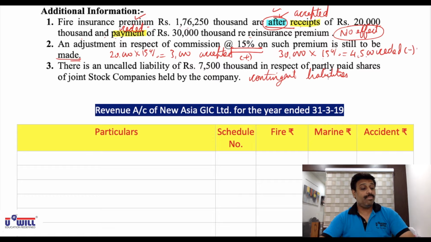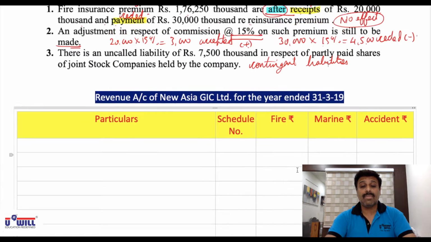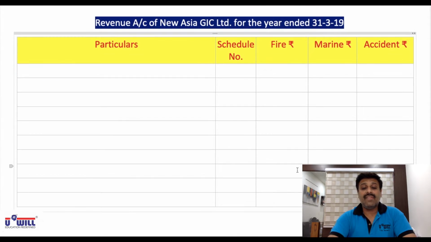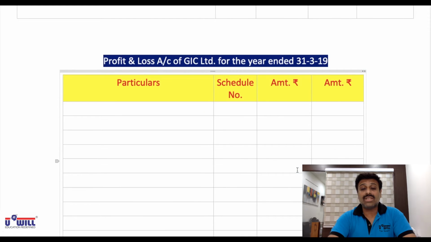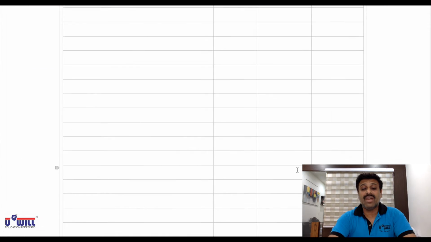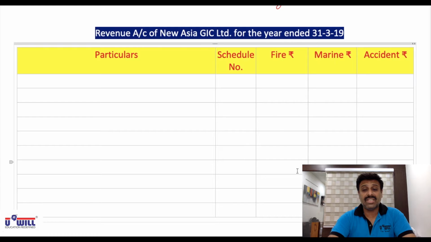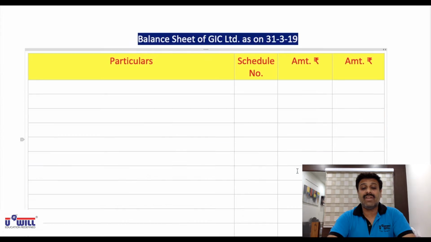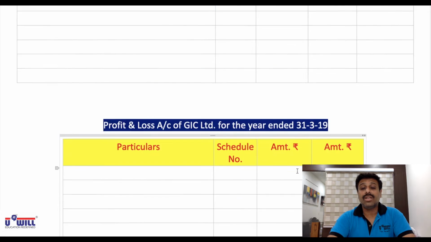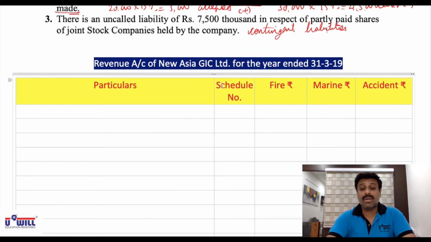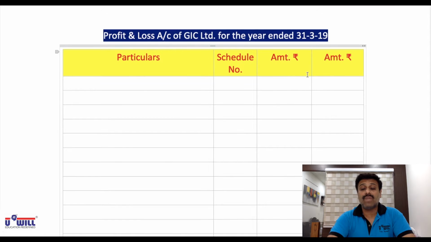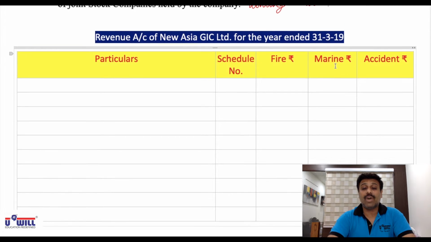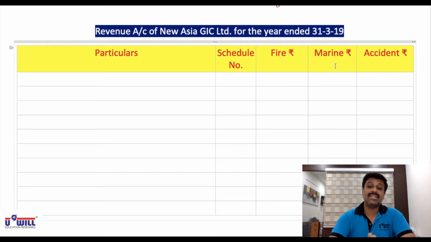So all of you pause the video and make the format of revenue account, profit and loss account, and balance sheet. One page you can make for revenue account, or half a page is also sufficient. One page will be required for P&L account and one page for balance sheet. Only revenue account will be in columnar form, fire, marine and accident. Others will be simply with two columns of amount. So pause the video and make the three formats, everyone.